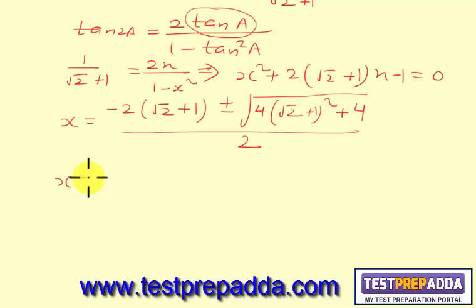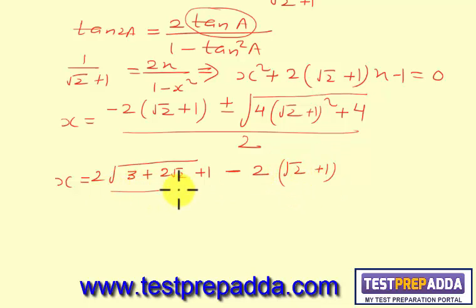So the value of x in this case will come as, root 4 will be taken outside this root, and inside if you square it, root 2 square means 2, 1 square means 1, 2 plus 1 is 3, 3 plus 2 root 2 plus 1 minus 2 root 2 plus 1, by 2. Okay, this will get cancelled. At the end, the result will look like this.